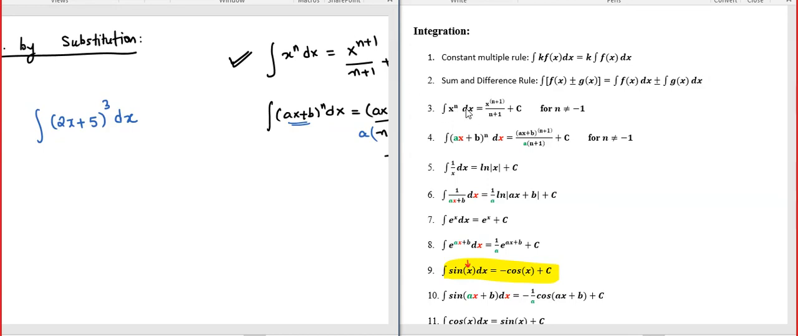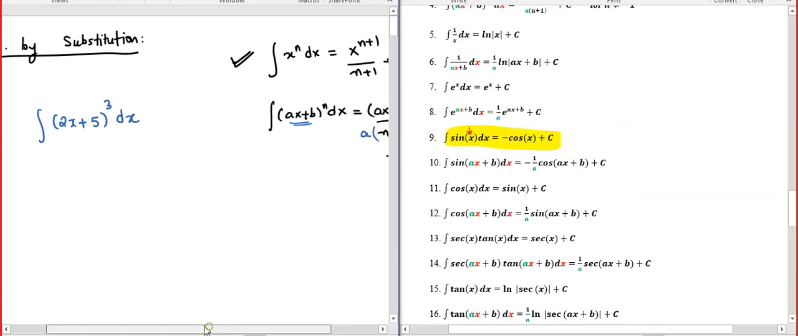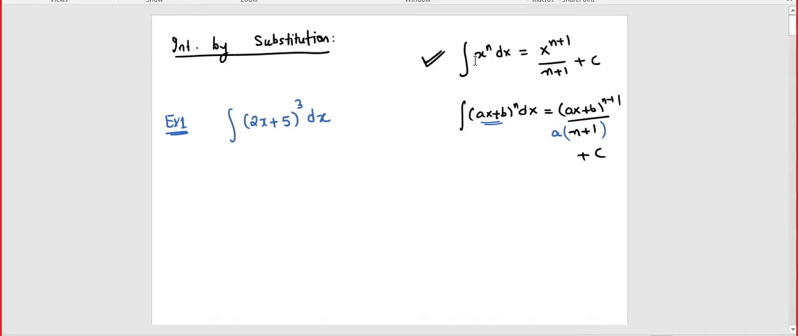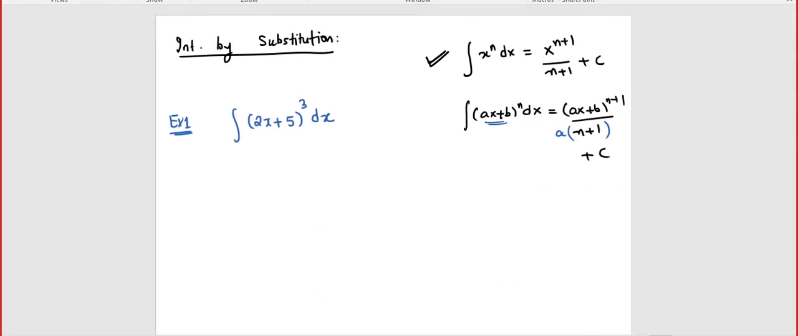X power n dx. So what we will do here, I have mentioned this rule here. So this is matching to this rule, right? So we will try to convert this term into this form. So what is required here? We need a variable x. We don't want anything in addition or subtraction. But in place of x we have 2x plus 5. Then we need n. In place of n we have 3. So we have n is equal to 3.